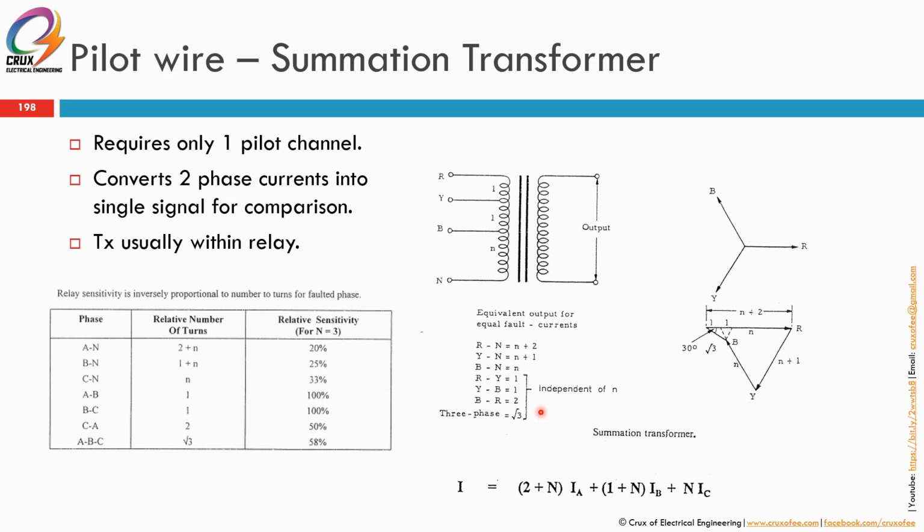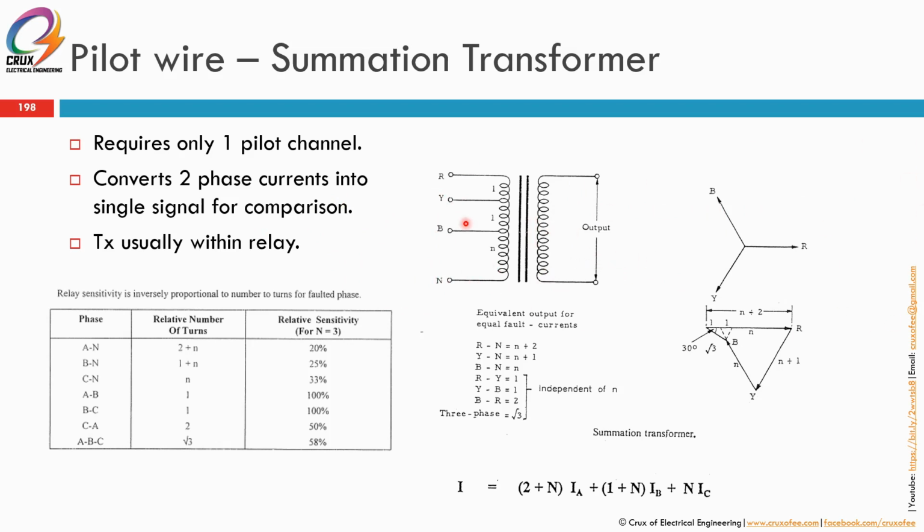So pilot wire, we have summation transformer, so it requires only one pilot channel, meaning we do not have to send one pilot wire for each cable. So we just have to send one pair of wire for comparison of all these three phases. So it converts three phase currents into a single signal for comparison. The transformer is usually within the relay. So this is a summation transformer. This will be coming in from the CT input, red, yellow, blue, and return. And this is the output, secondary.